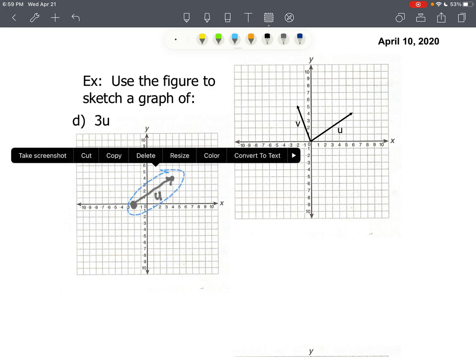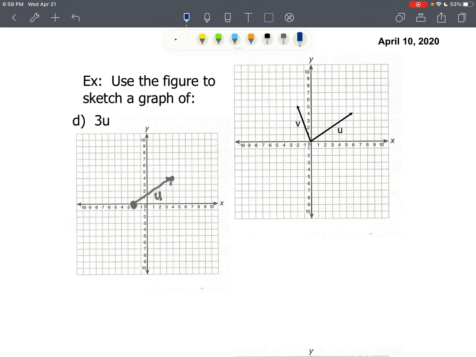So I'm going to move it over 2 units to the left. And now I'm going to go 1, 2, 3, 4, 5, 6. I'm going to go right 6 and up 4. There's a second u. And then a third u. I'm going to go 1, 2, 3, 4, 5, 6, and 1, 2, 3, 4. And there's a third u. So my final answer is this vector in orange. And that vector is 3u.